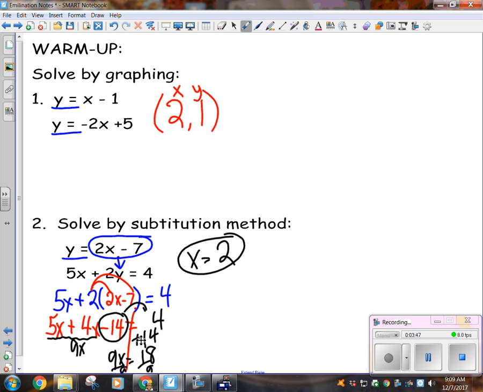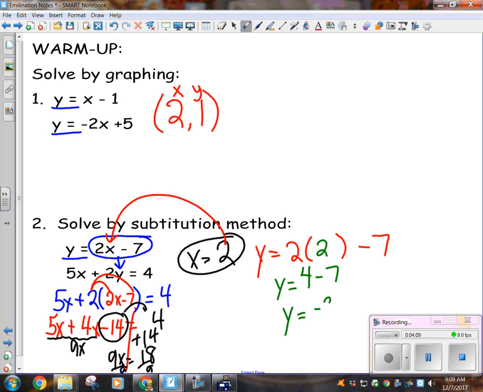To get your second answer, it's a second substitution step. So I'm going to put 2 right here for x. I'm going to say y equals 2 times x minus 7, and I now know the x value is positive 2. 2 times 2 is 4. 4 minus 7 is negative 3. So I represent my answer in parentheses, the x answer comes first: 2 comma negative 3.